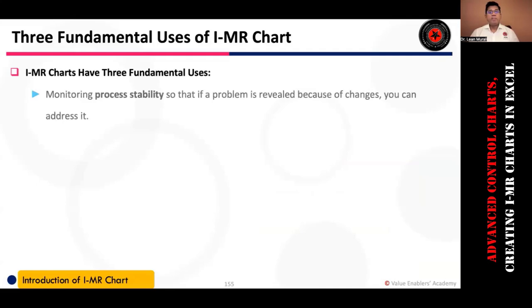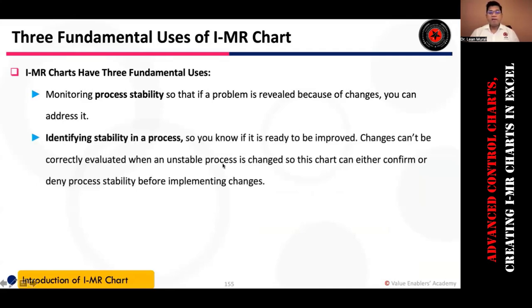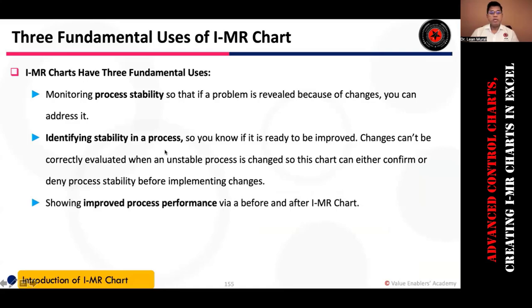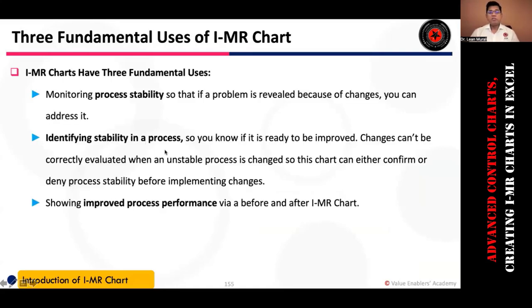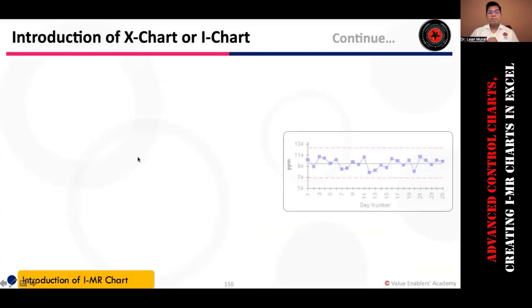So there are 3 fundamental uses: monitoring the process stability, identifying whatever is causing the issues, and showing the improved performance. These are the 3 main reasons. One is you can monitor the process stability, second, you can identify the assignable causes, and third, you can also show the improved performance. These are the major uses of the IMR chart.